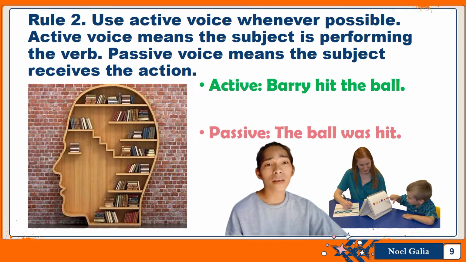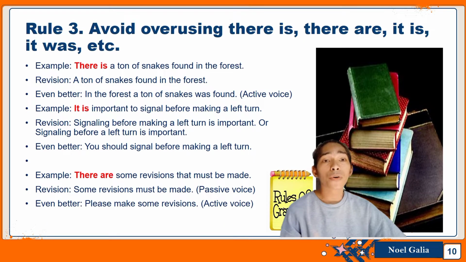On the other hand, passive voice is still important when the subject is not known, or unknown. Rule number three, avoid always using there is, there are, it is, it was, and the like.